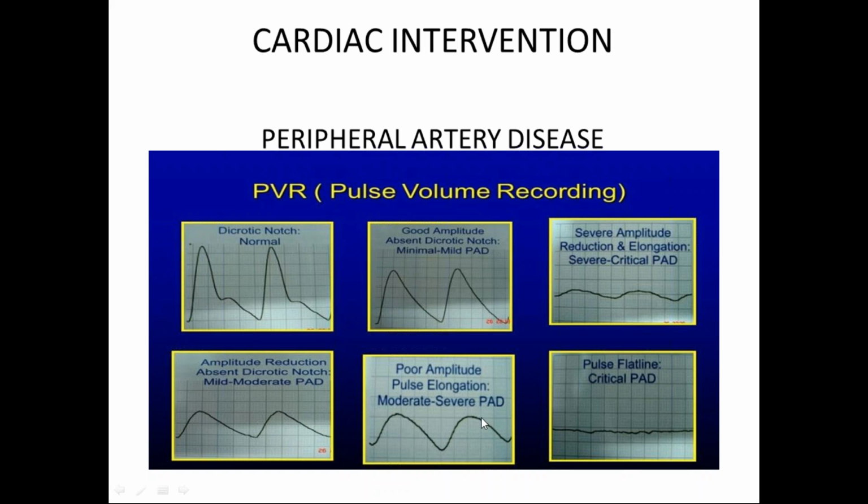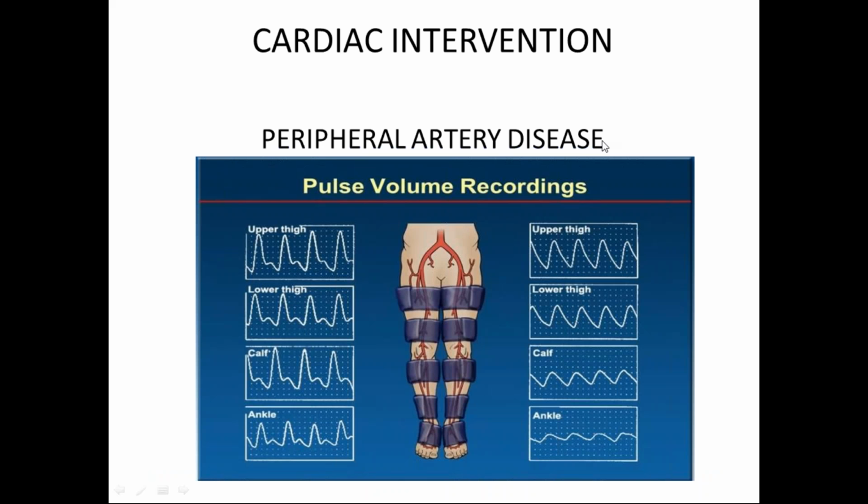So it's important to note those. All right, so when you do your complete test, remember it's usually a combination of the pulse volume recording and the pressures. When you do your ankle brachial pressures, you take the pressure in the brachial artery, and then you take the pressure at different levels in the lower extremity. So you'll take the pressure.